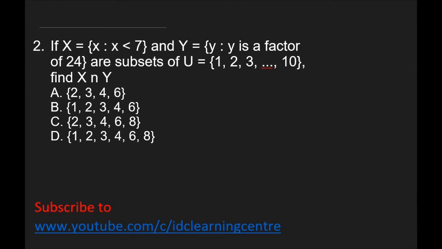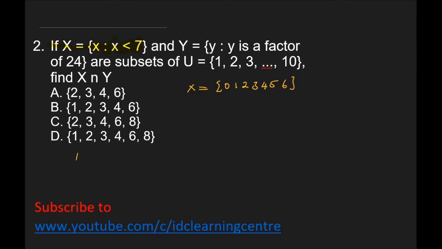Question 2. If x is equal to a number such that x is less than 7, it means that x is a set of numbers that are less than 7, and they are 0, 1, 2, 3, 4, 5, and 6. These are the possible values of x. And y is a number y such that y is a factor of 24. So we have to find the factors of 24.